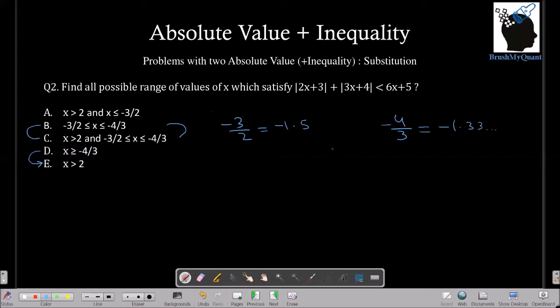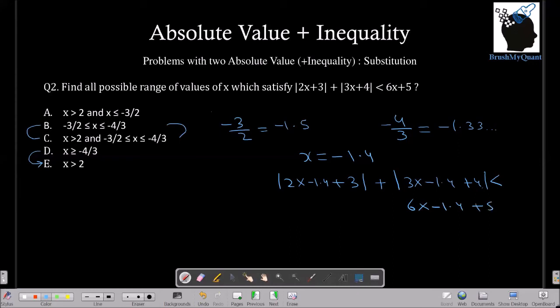That means if I take a value of x between these two, which is minus 1.4, and I'm able to prove that this value doesn't satisfy, then I can eliminate B and C. So let me do that. Mod of 2 into minus 1.4 plus 3 plus mod of 3 into minus 1.4 plus 4 should be less than 6 multiplied by minus 1.4 plus 5.